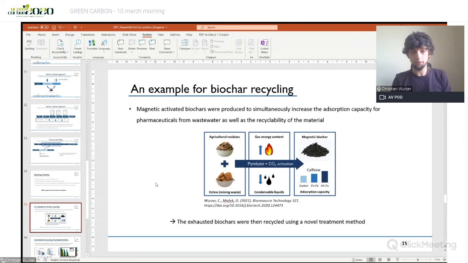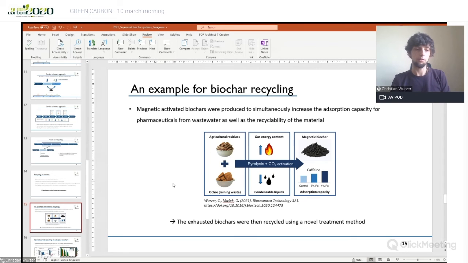So I can give you one example for biochar recycling, which we tested in our labs. So we designed a biochar that is suitable for a sequence of wastewater filtration and gas filtration with recycling steps in between. So we chose a magnetic activated biochar to increase its adsorption capacity for pharmaceuticals from wastewater, as well as the recyclability of the material. That was the plan. So we did normal batch adsorption tests.